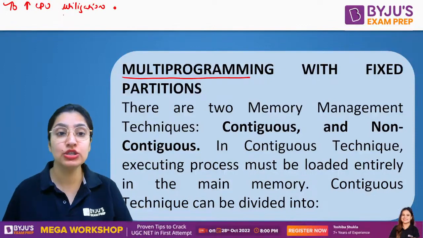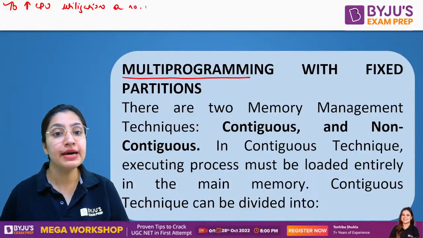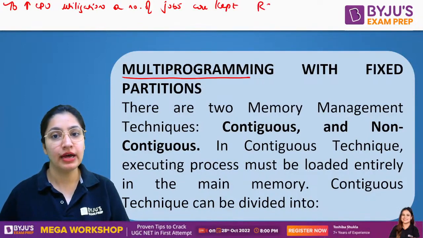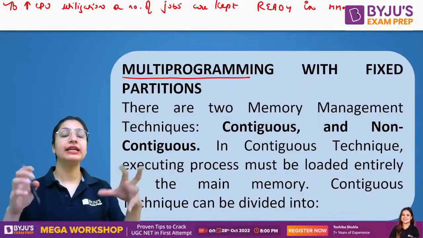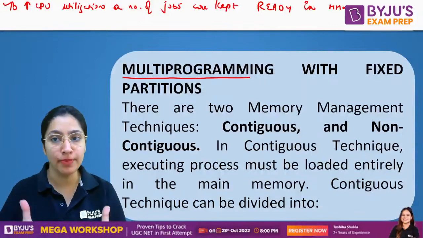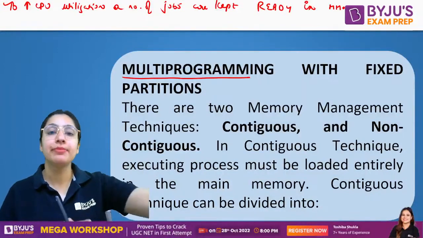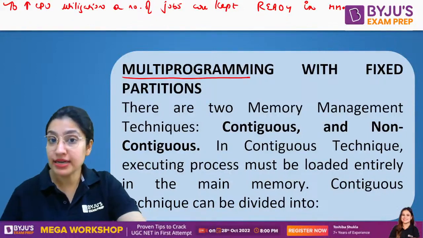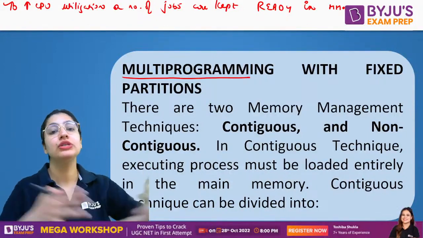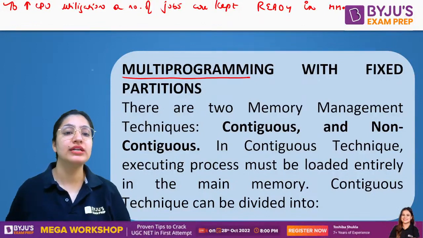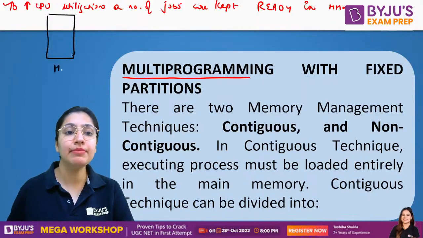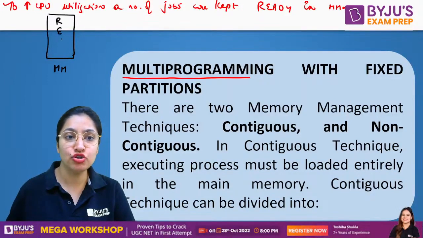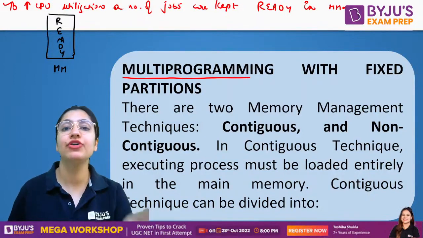So, to increase CPU utilization, a number of jobs are kept ready in the main memory. So we are creating a pool of the jobs which are the ready jobs, and they are ready inside the main memory, so that when the CPU demands a job, they can quickly be transferred to the CPU. Like for example, you can see a picture to understand this better. This is my main memory, everyone. So if this is my main memory, I am creating the pool of jobs, or the queue of jobs, which are ready for execution, right?